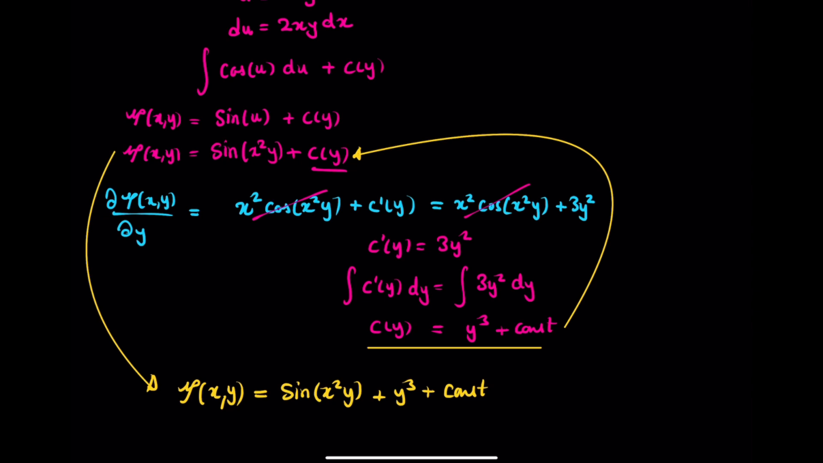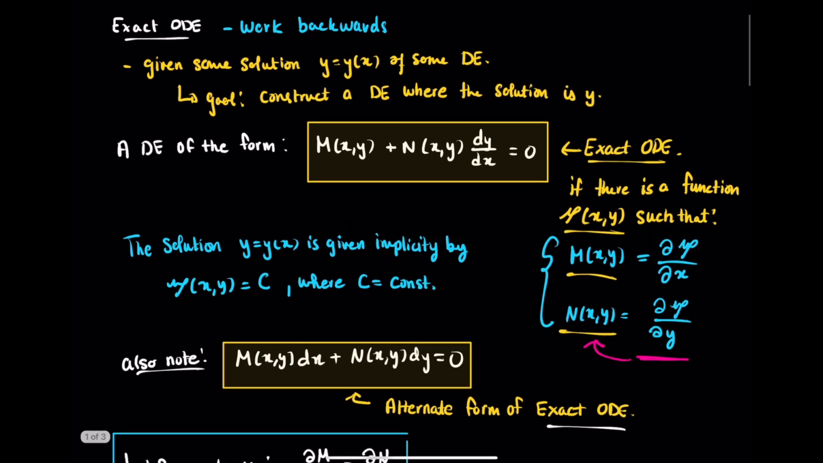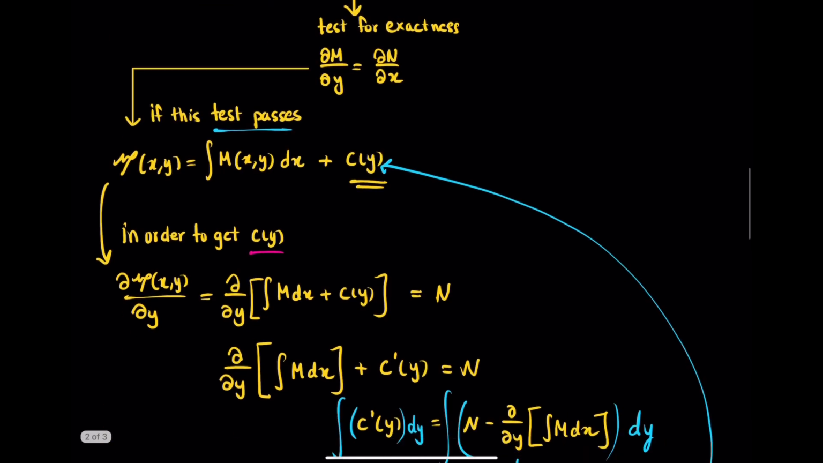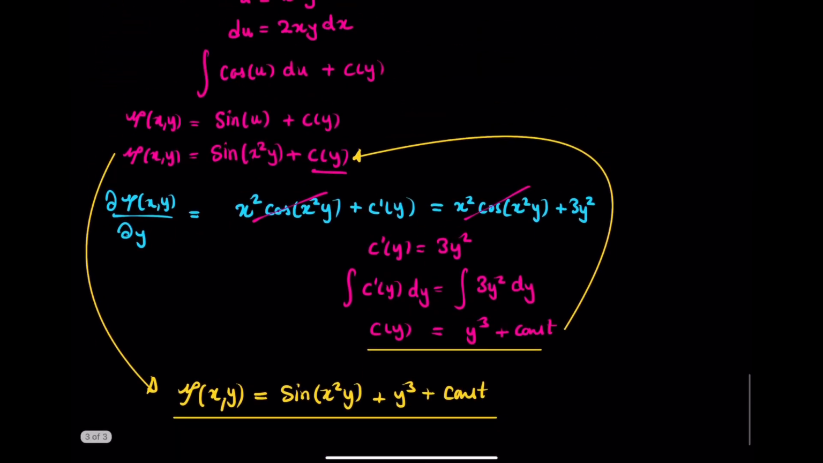This is the value of psi. And what was psi? Psi we defined to be some function such that M and N are dependent on psi, sorry. So therefore we've found the value of psi, which is great.